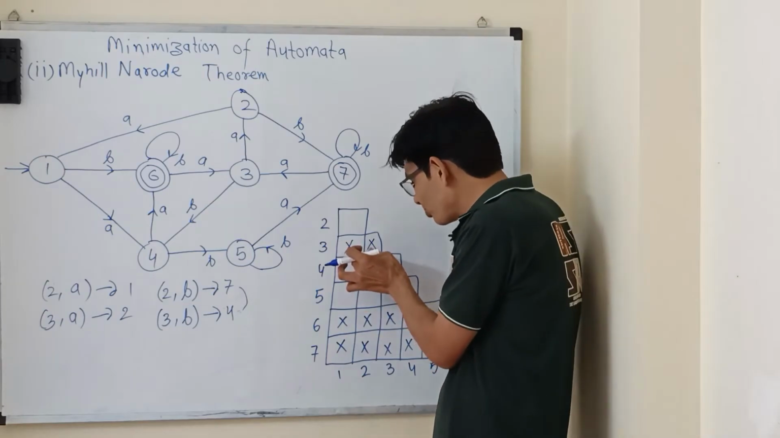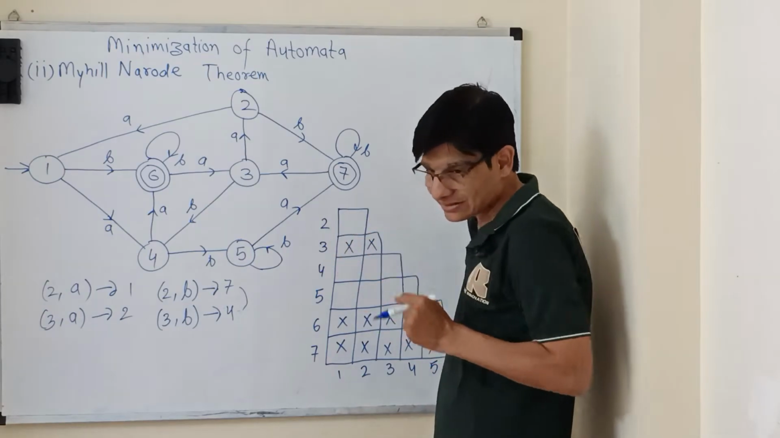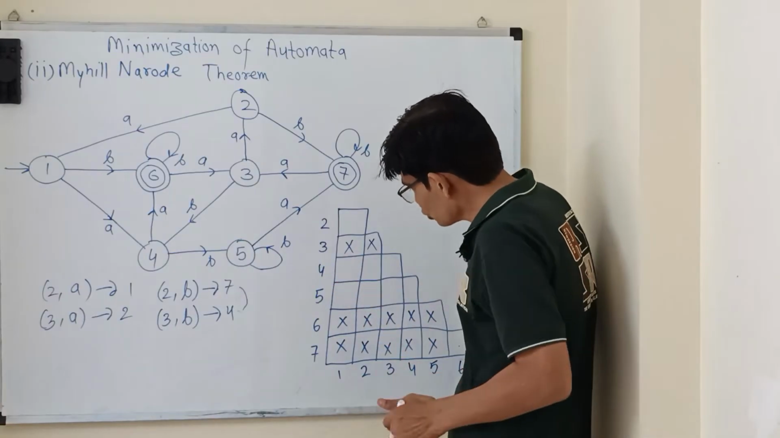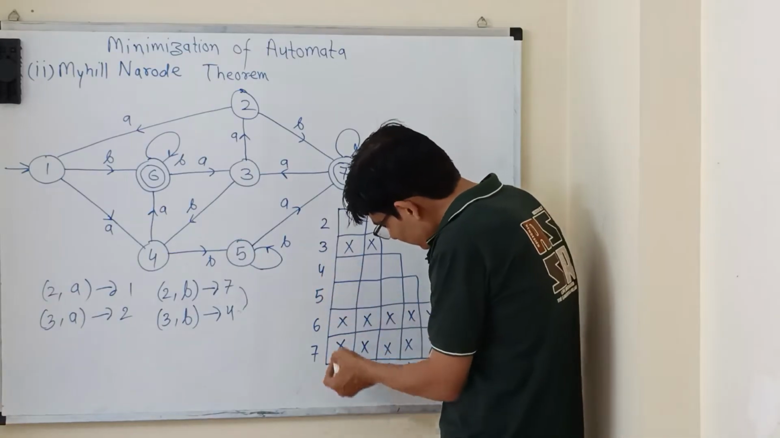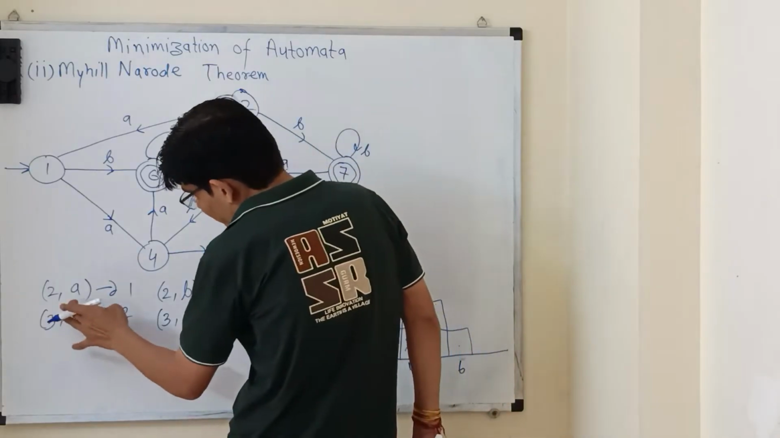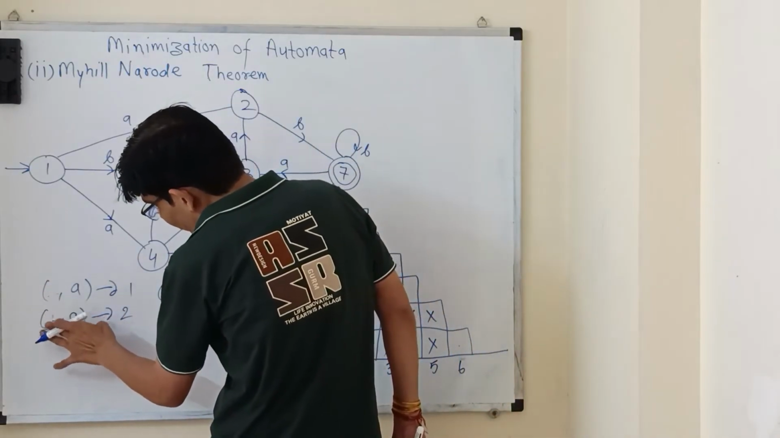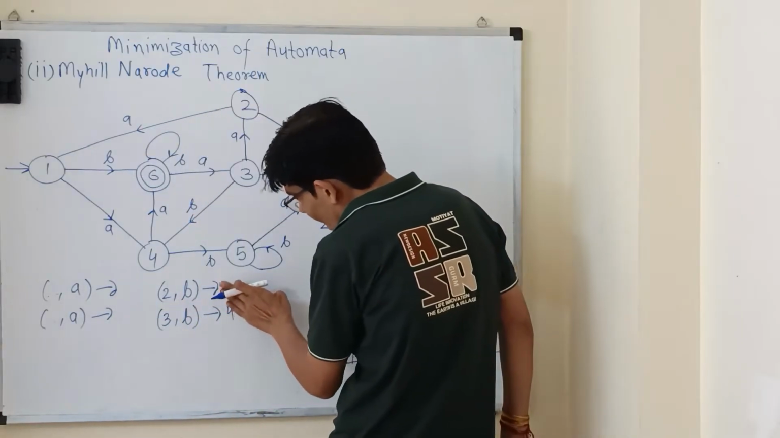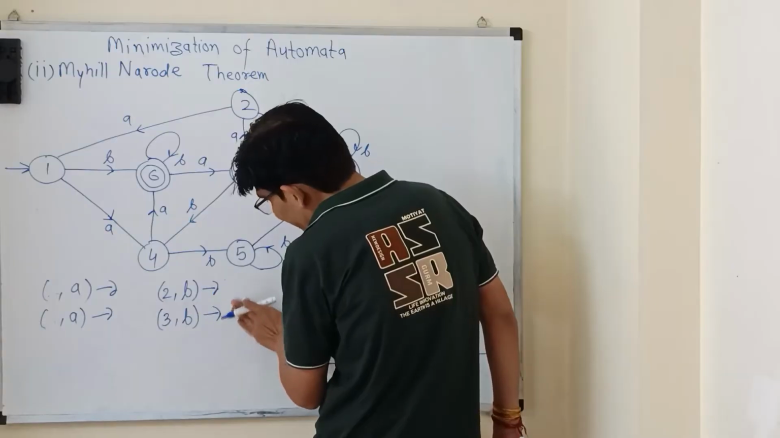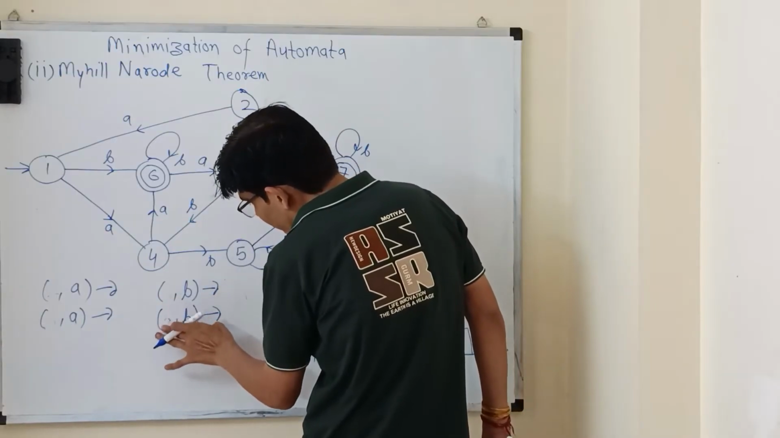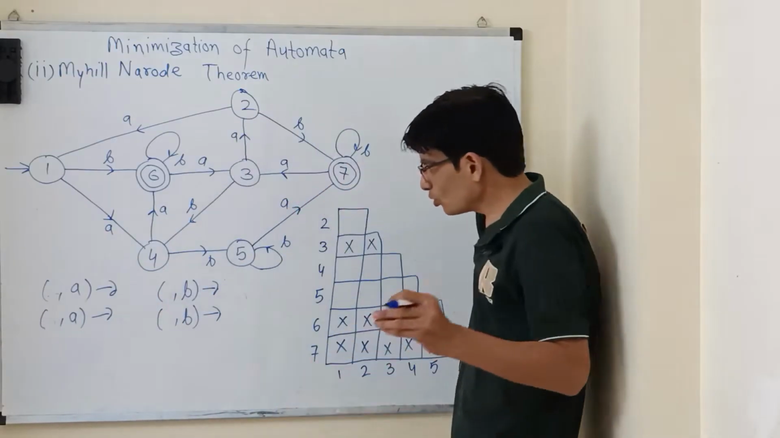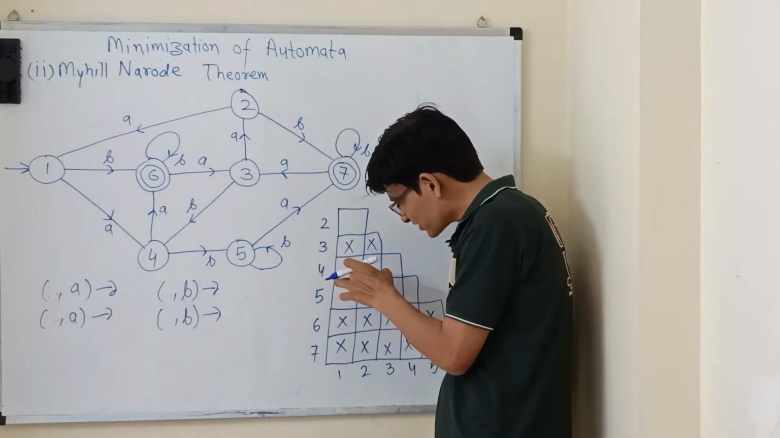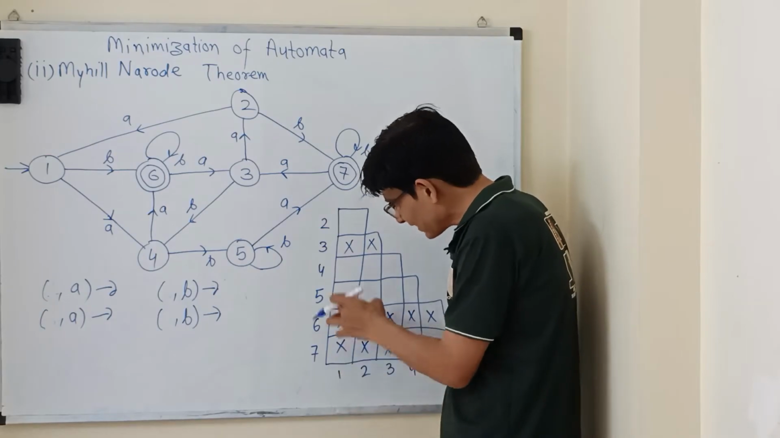Now we have put these two crosses here. Now we can try this. So on 4, if we are applying, now based on the A transition, we can try this. Now we are trying to put a cross in this block. So it is the combination of 1 and 4.